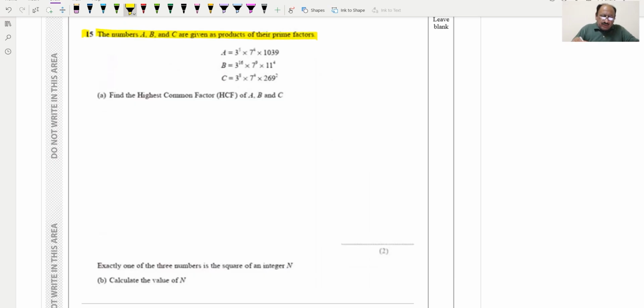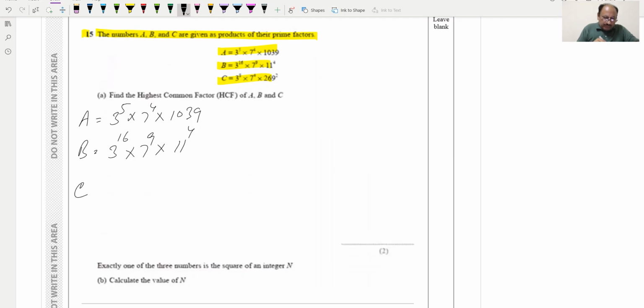Next we can move to question number 15, and question number 15 says the numbers A, B, C are given as products of their prime factors. If I rewrite the numbers, A is equal to 3 raised to 5 into 7 raised to 4 into 1039, and B is 3 raised to the power 16 into 7 raised to the power 9 into 11 raised to 4, and C is equal to 3 raised to the power 8 into 7 raised to 4 into 269 squared, and they are asking to find the highest common factor of A, B, C.